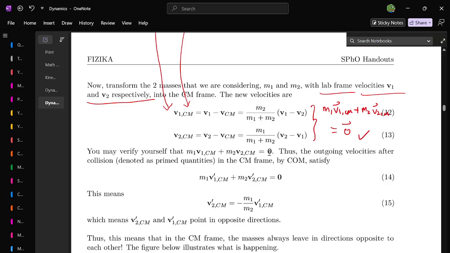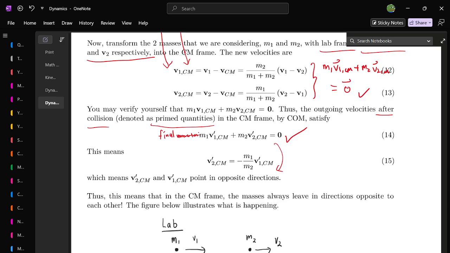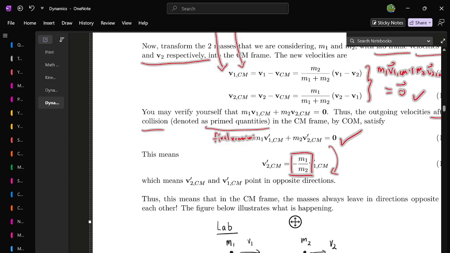After you find this, because momentum is conserved, and your initial momentum is zero in this frame, this means that your final momentum will also be zero. So this equation also holds. Here we'll be using prime quantities as after the collision. Now you rearrange this, you will get this. And the significance of this is that V2 CM and V1 CM point in opposite directions because they are related by a scalar, negative m1 over m2, and m1 over m2 is positive.